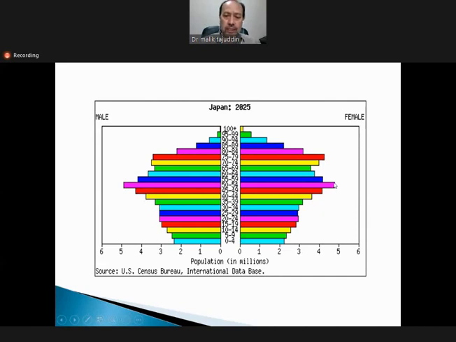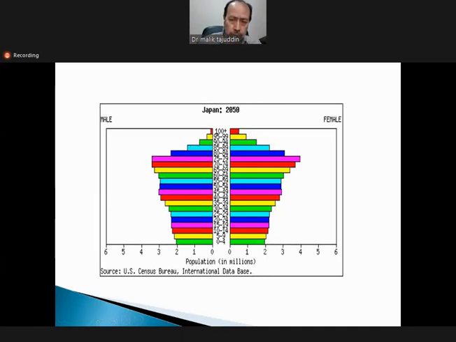So see, there are 10 million people, 5 here and 5 here, in the 50 to 55 group, but only 2.5 and 2.5, nearly 5 million population, in the 5 to 20 group. So see, there's a difference of double. Now see, what will be the population pyramid of Japan in 2050?